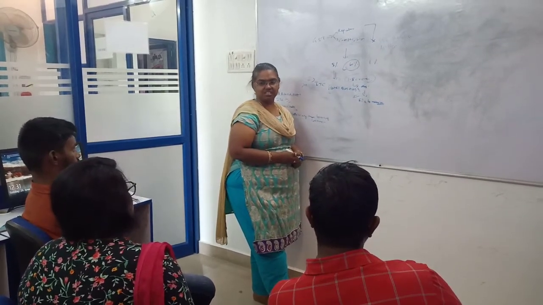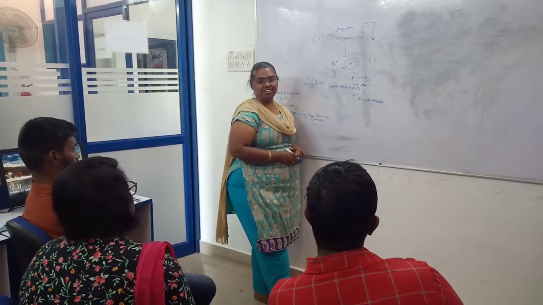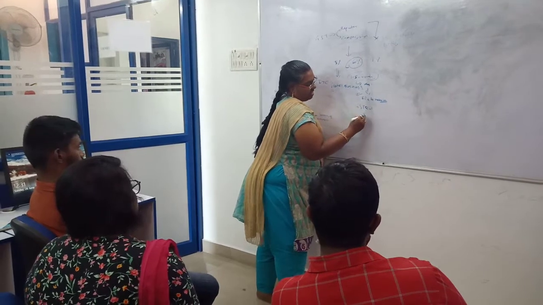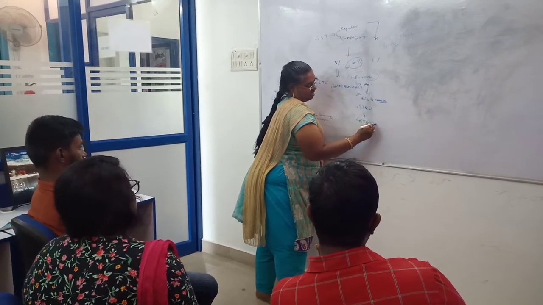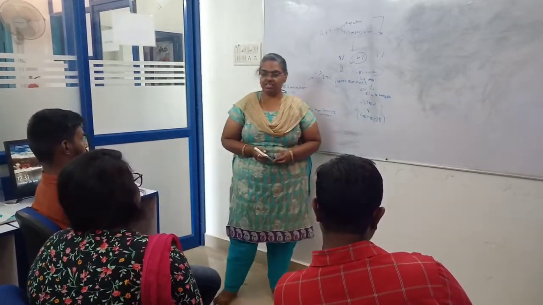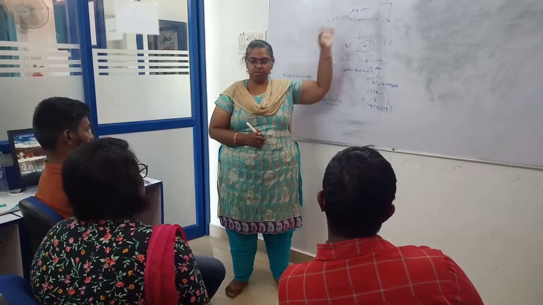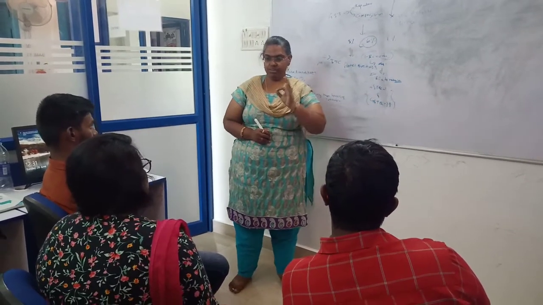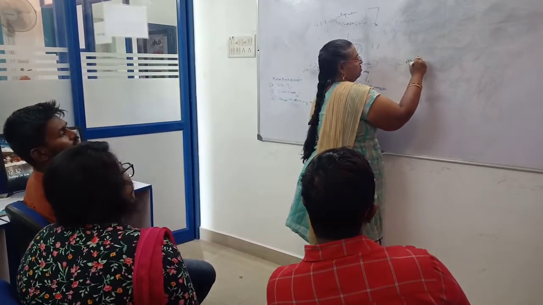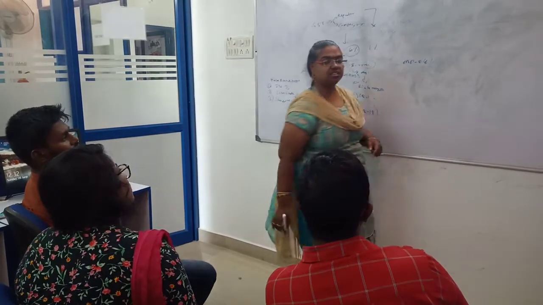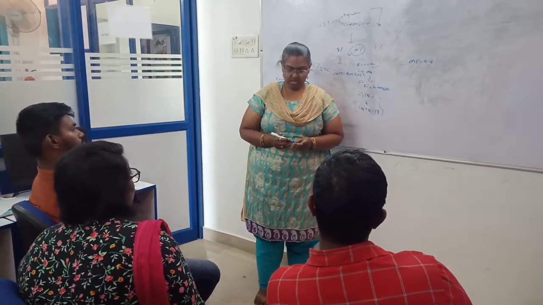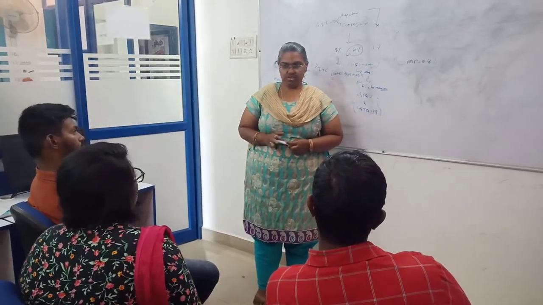Under the regular scheme, what returns do you have to file? GSTR-1 and GSTR-3B. That is the regular scheme. But under the composition scheme, what do you have to file? You have to file only one return. That is called CMP-08. Only one return you have to file.